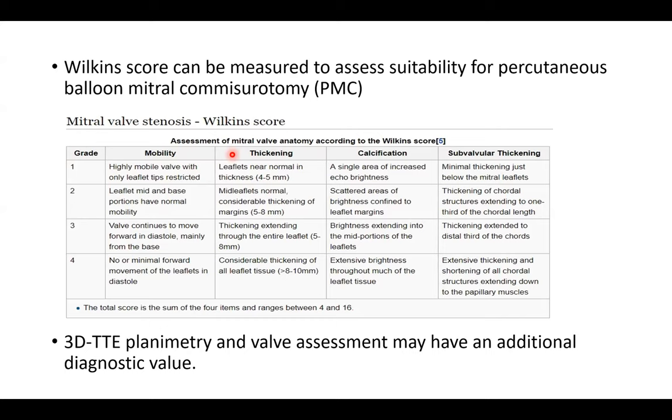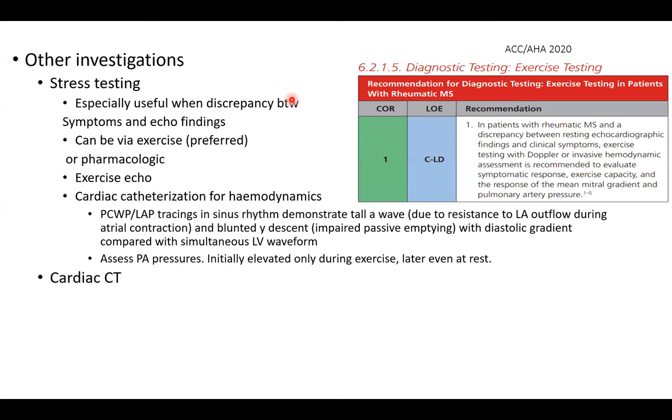suitability for this procedure. So one of the most widely used scores is the Wilkins score, which assesses mobility, thickness, calcification, subvalvular thickening, and scores them 1 to 4. So the highest score could be 16 and the lowest is 4. And patients that have a score of less than 8 are the ones that are suitable for this procedure, balloon commissurotomy.